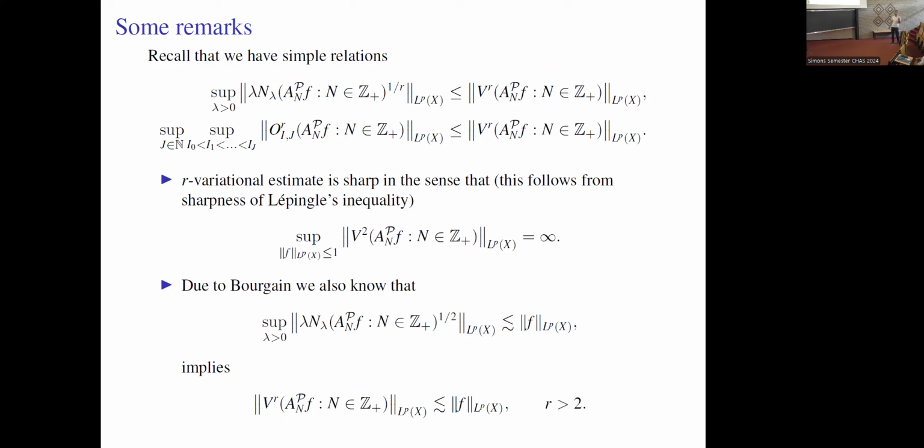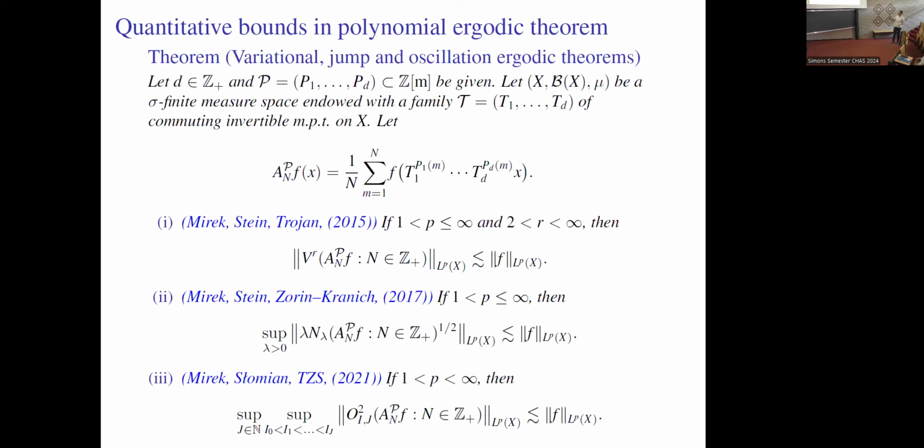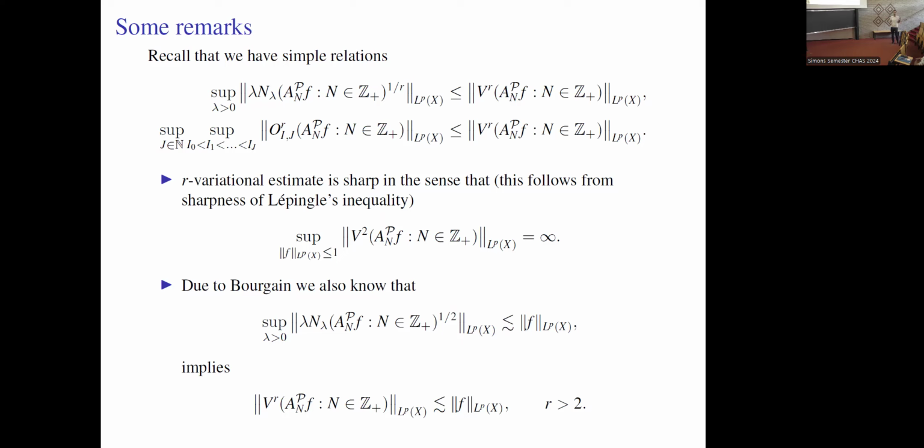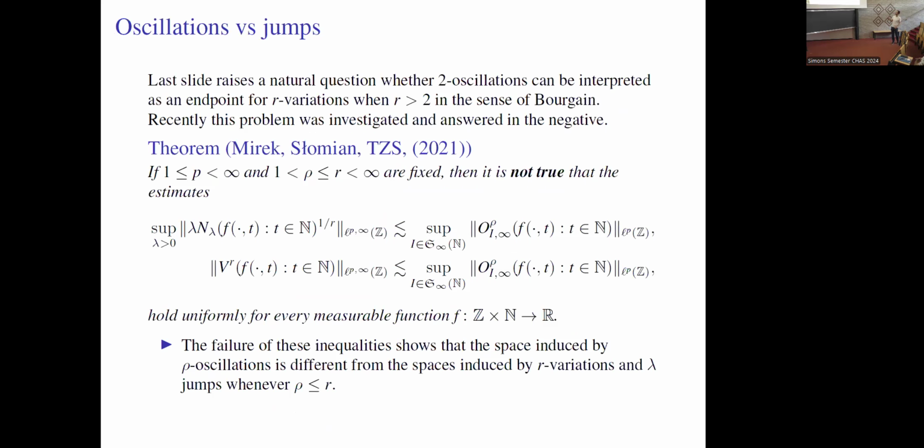In fact, it follows from Lépingle's inequality, which says, and we'll come back to that tomorrow, that if we consider martingales, so you may think that we consider dyadic cubes on R^d, and instead of considering the dyadic maximal function, we consider the corresponding R variations, oscillations and lambda jumps, then a similar result happens, and it is sharp. In the sense that we have R variations for R greater than 2 for these martingales. We have lambda jumps for 2 and oscillations for 2, and this is sharp.